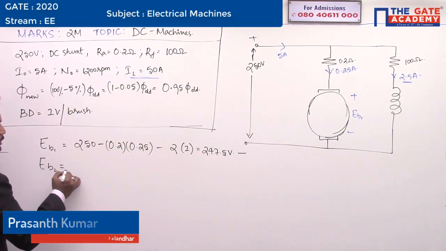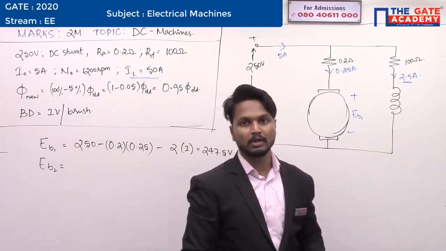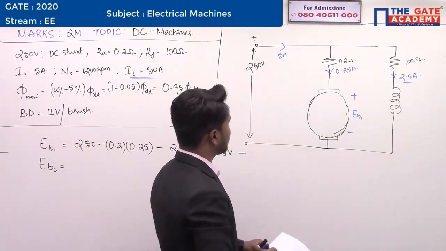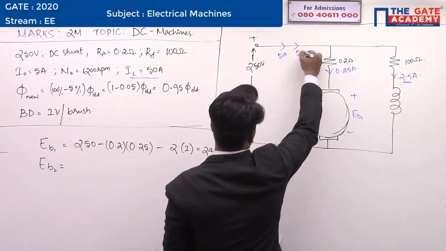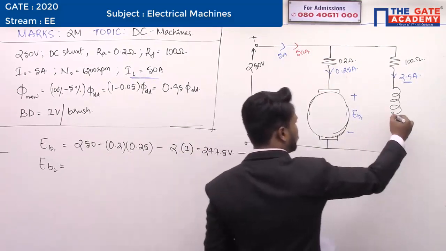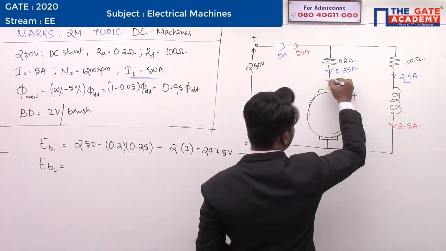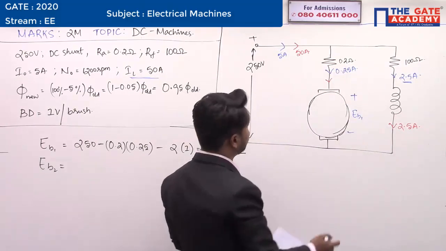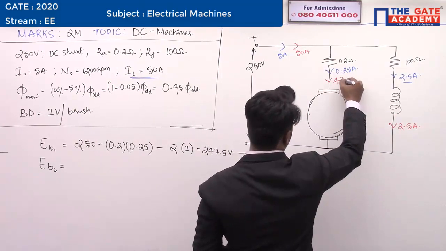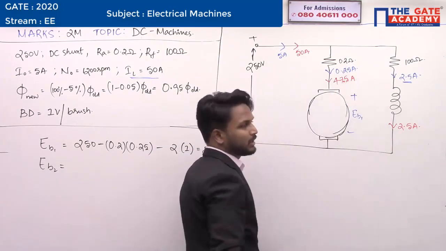247.5 volts. Next, you have to calculate EB2. In order to calculate EB2, you have to know the currents passing through the armature under load condition. Right? So what are the currents? The load current is 50 amperes. When a load current of 50 amperes is flowing, 2.5 amperes still flows through this branch. And through this particular branch, 50 minus 2.5, it is 47.5 amperes.